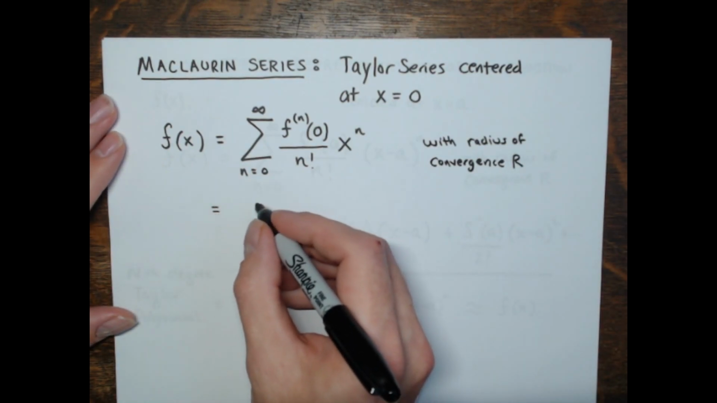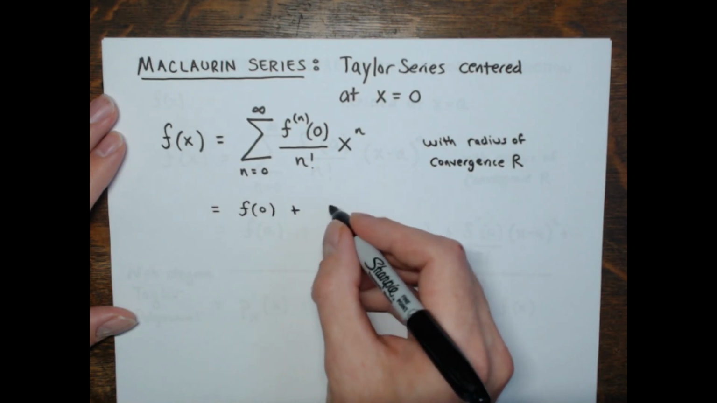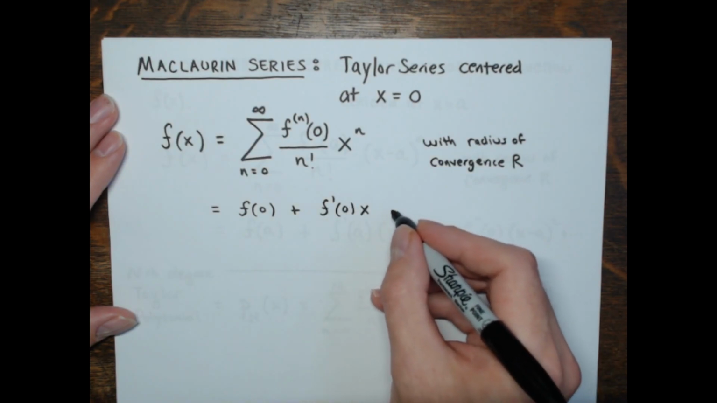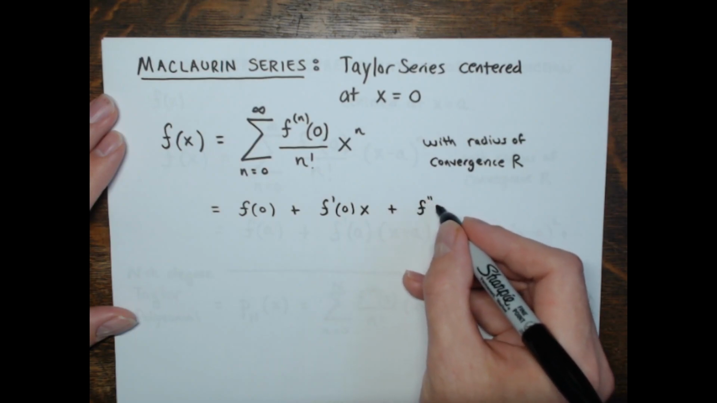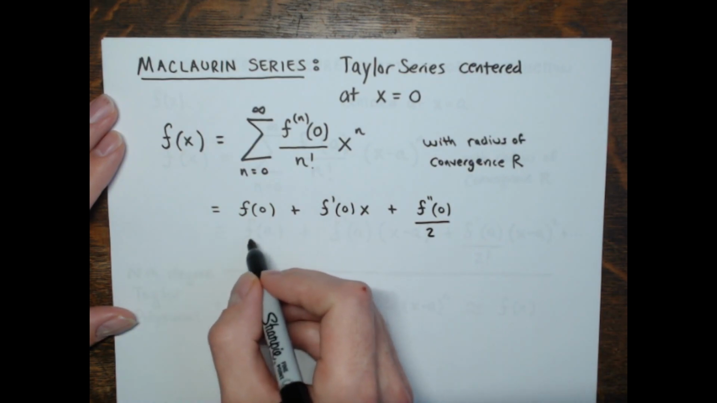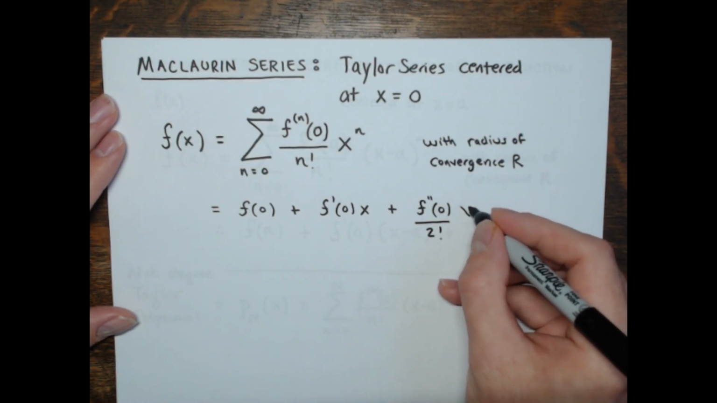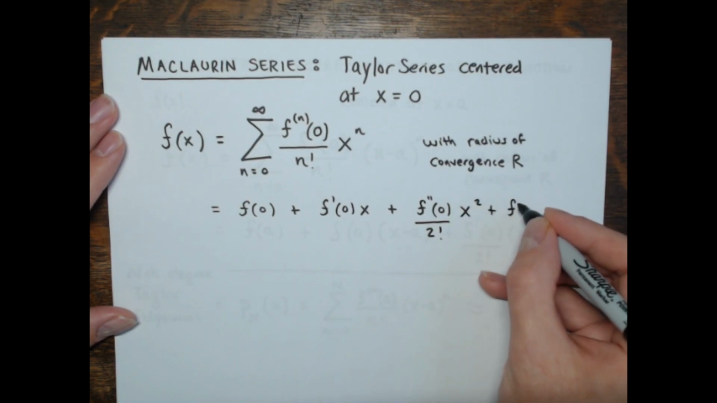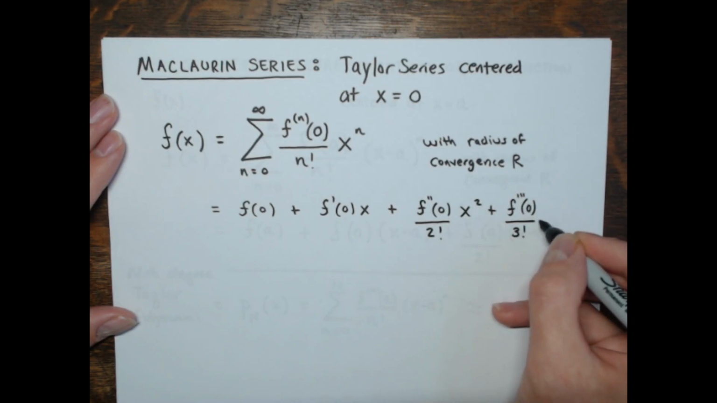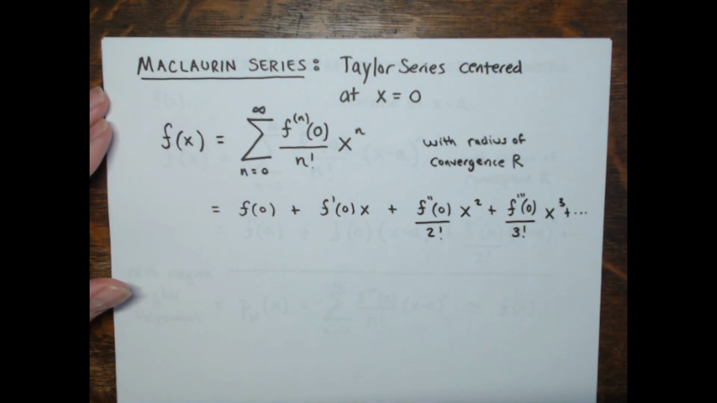If you wrote out the first several terms here, the first term would just be f of 0, the value of f at 0, plus the value of f prime at 0 times x to the first, plus the value of the second derivative at 0 divided by 2 factorial. This should be divided by 1 factorial and 0 factorial, but that's just 1 and 1. And then times x squared, plus the value of the third derivative at 0 divided by 3 factorial, or 6, times x cubed, and so on. Some infinitely long polynomial.